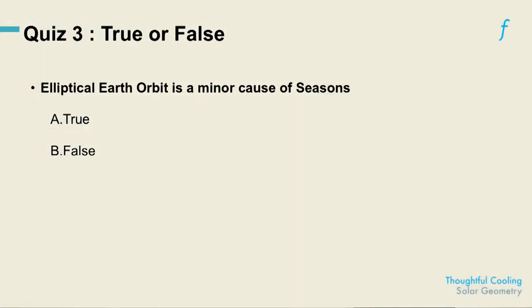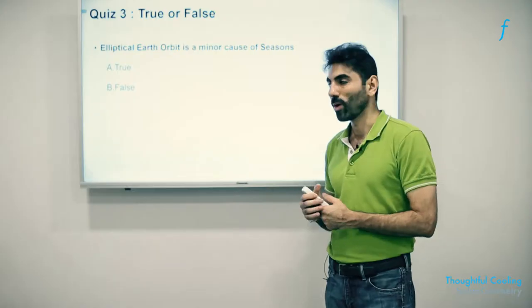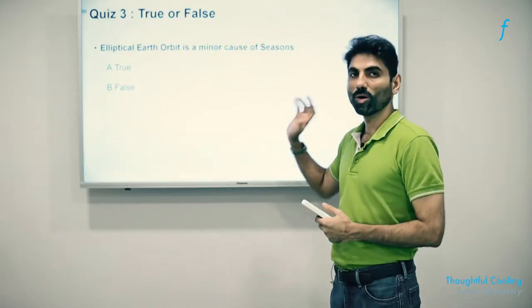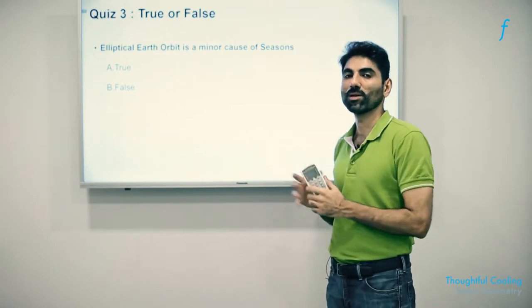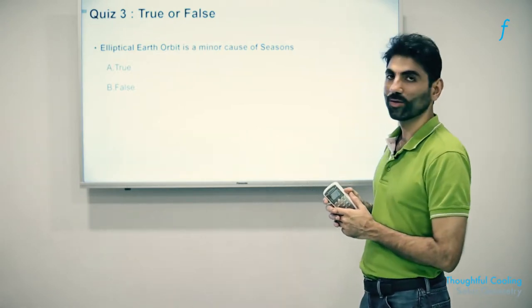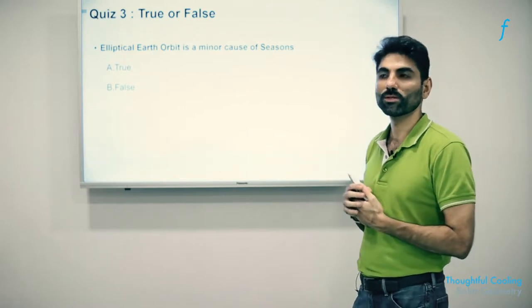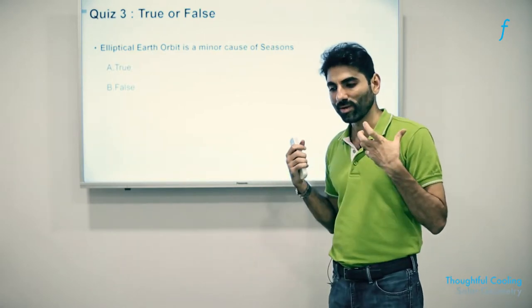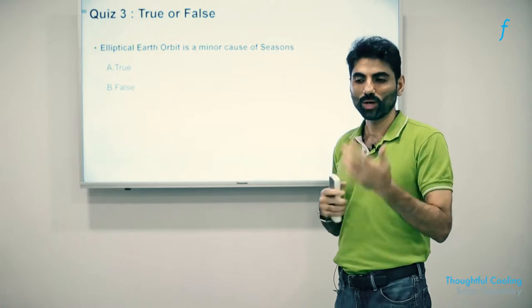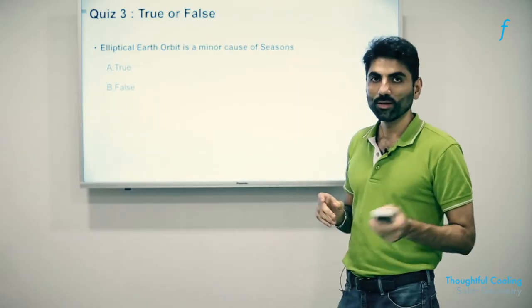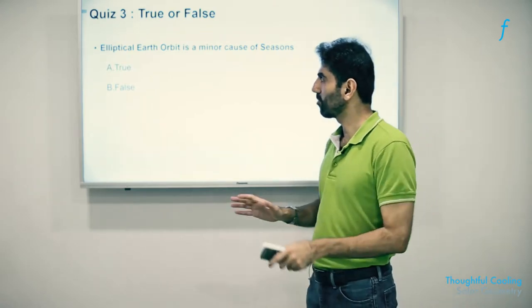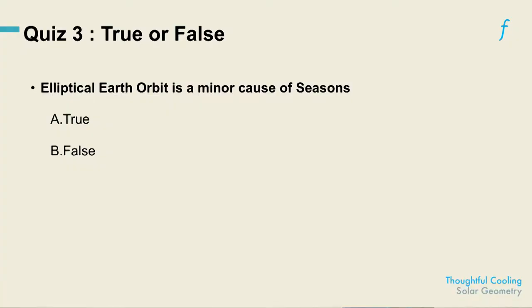In many instances, in answering the previous question about whether the Earth's elliptical orbit is a possible cause of the seasons that we see on Earth, sometimes students and people who aren't very clear about their geographical concepts often answer that it is true that the elliptical orbit of the Earth is one of the reasons for the seasons that we see here. However, one must emphatically stamp out that idea. It is not even a minor cause of the seasons on the Earth.